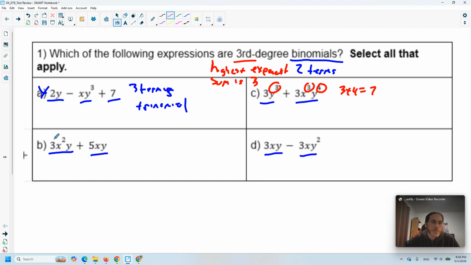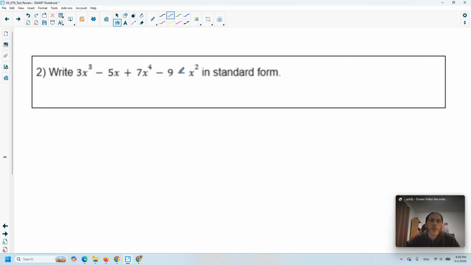Over here, for B, I've got a 2. This is a y to the 1. That's a 1, that's a 1. So I've got 3 versus 2. 3 is higher than 2, so that's going to be a third degree binomial. Here I've got 1 and 1 is 2. 1 and 2 is 3, so this is also a third degree binomial. So I'm going to pick those two choices. I'm going to pick both B and D. That one's just vocab. For question 2, we need to write this in standard form.